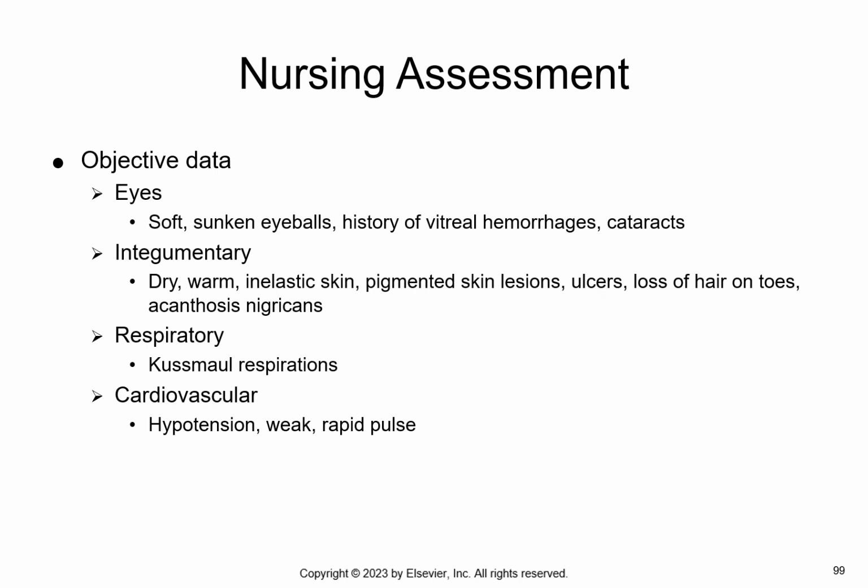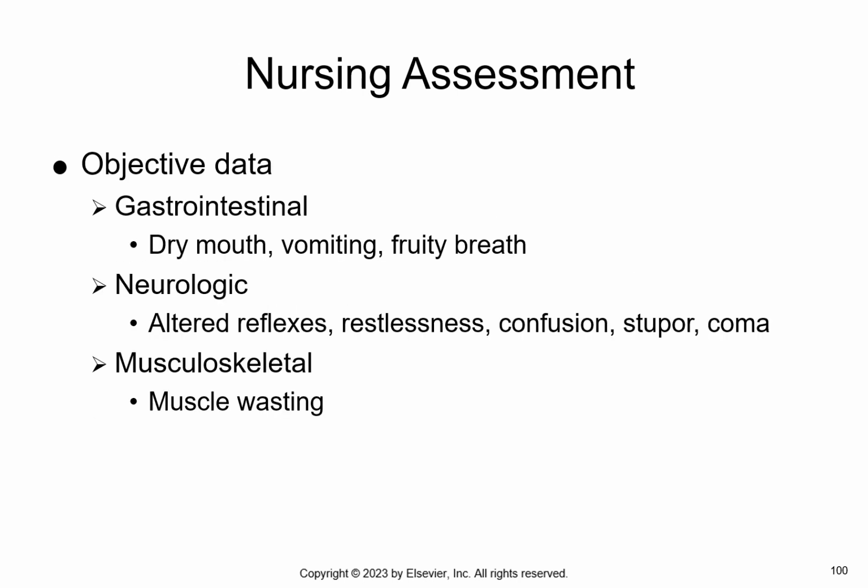Objective data: eyes soft, sunken eyeballs, history of vitreous or vitreal hemorrhages, cataracts. Integumentary: is the skin dry, warm, inelastic? Pigmented skin lesions, ulcers, loss of hair on toes, acanthosis nigricans. In the respiratory system, Kussmaul breathing. Cardiovascular: does the patient have a history of hypertension, weakness, or weak or rapid pulse? Then you get your objective data.